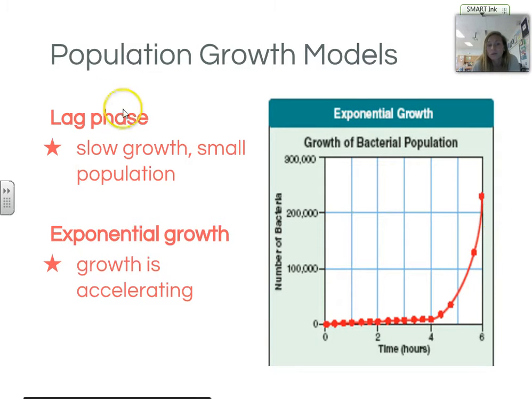Only two phases are present in this one. We have the lag slow growth phase and then the acceleration of growth, which would cease to stop. If it were to begin to occur, environmental resistance would eventually turn it into an S-curve. All right, and that is all for your Chapter 5 notes.